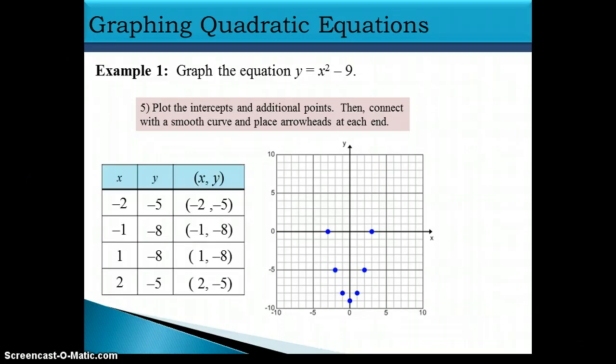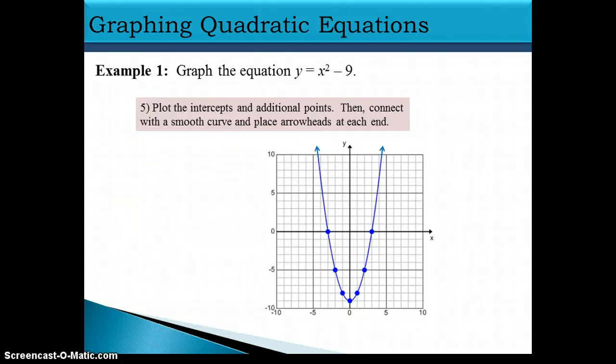Next, we plot the other 4 points we just found, negative 2, negative 5, negative 1, negative 8, positive 1, negative 8, and positive 2, negative 5. Now we can connect these points with a smooth curve and put arrowheads on the end, and we're done. There's our parabola.